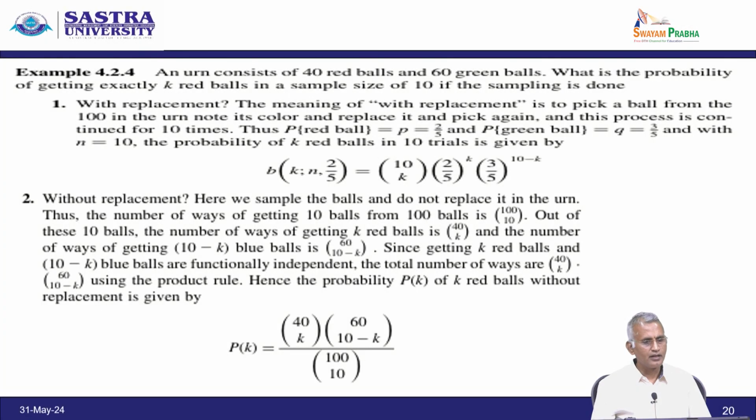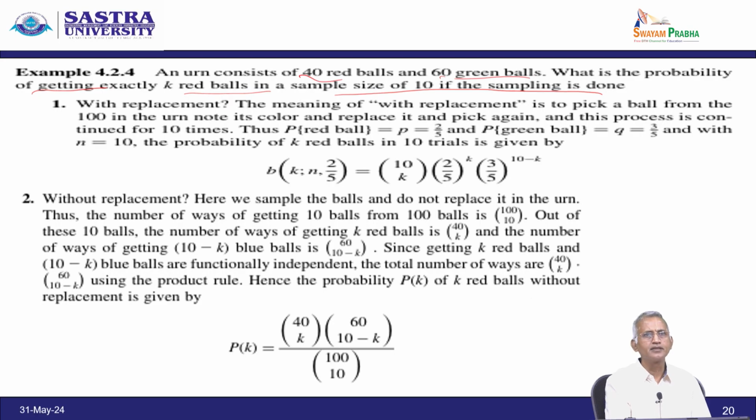Okay, now let us start with another problem. An urn contains 40 red balls and 60 green balls. What is the probability of getting exactly k red balls in a sample of size 10 if the sampling is done with replacement and without replacement, the two cases? The meaning of with replacement is to pick a ball from the 100 in the urn, note its color, replace it, and pick again.